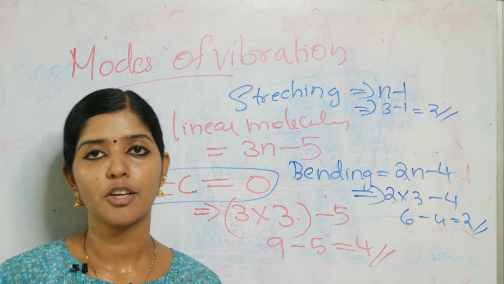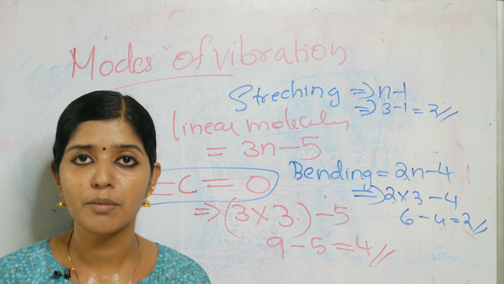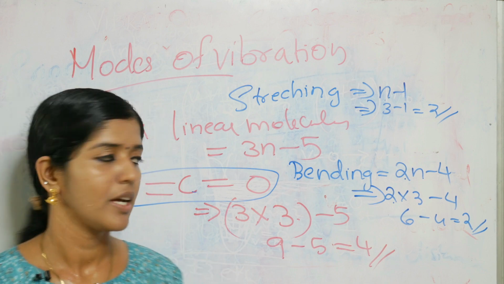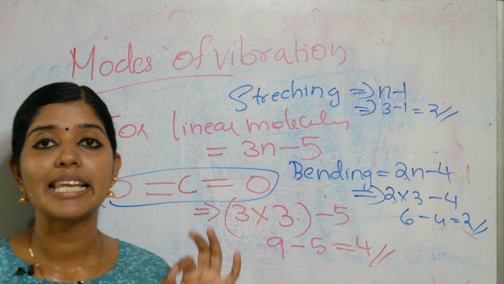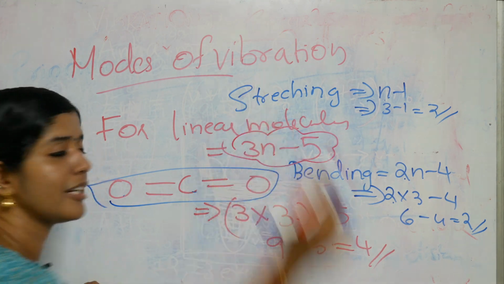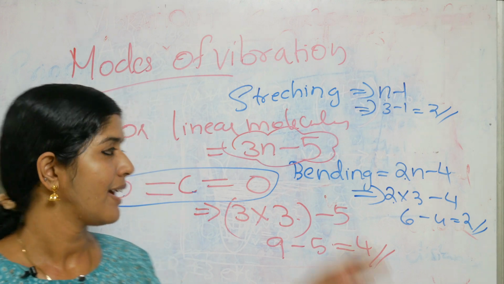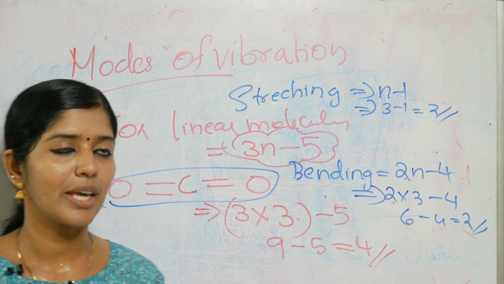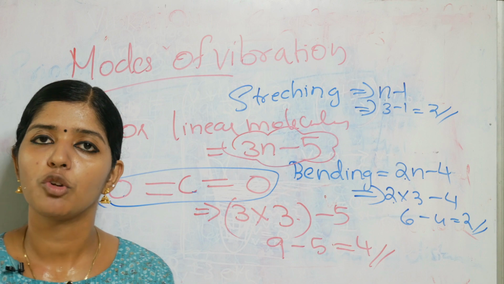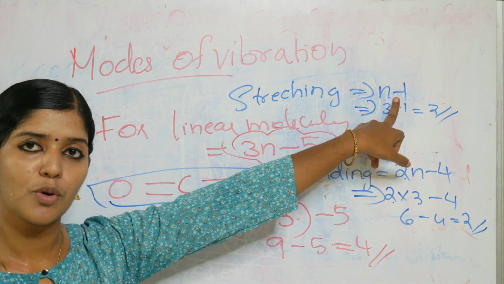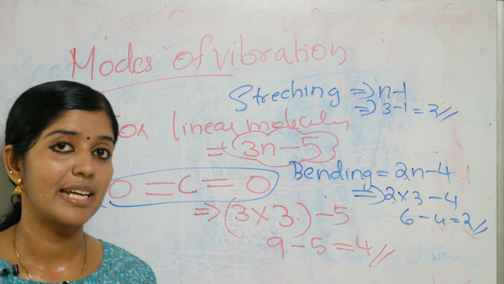Every IR active molecule will have a stretching frequency and a bending frequency, or you can say that they have stretching modes of vibration and bending modes of vibration. So how to calculate stretching and bending modes? The number of vibrations can be calculated using the equation 3n minus 5 for a linear molecule. For a non-linear molecule it will be different. For a linear molecule, the number of modes of vibration will be 3n minus 5, where n is the number of atoms present in the molecule. From that you will get the value. Now for calculating the stretching and bending modes separately, we have two more equations: n minus 1 stretching modes will be there and 2n minus 4 bending modes will be there. So this is the case of carbon dioxide, which is a linear molecule.